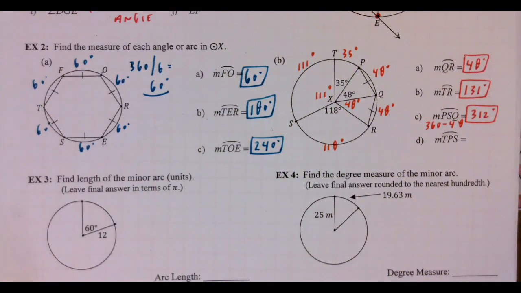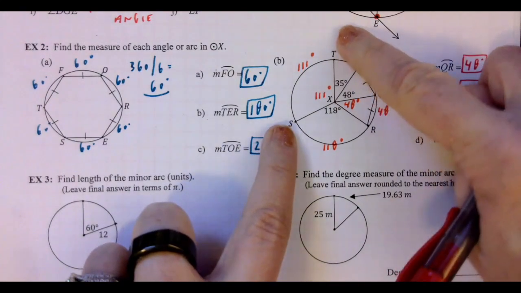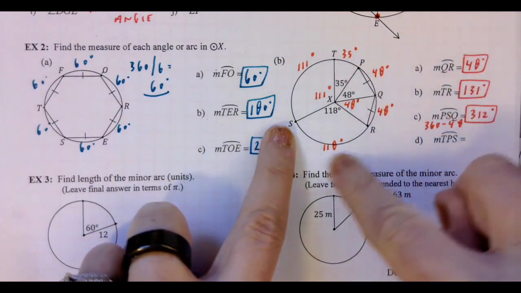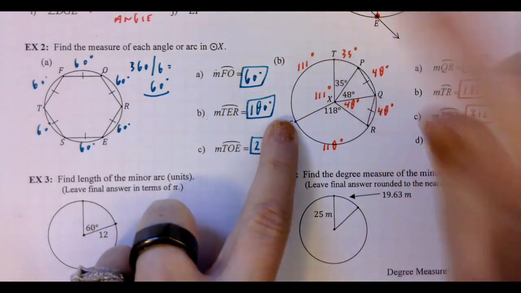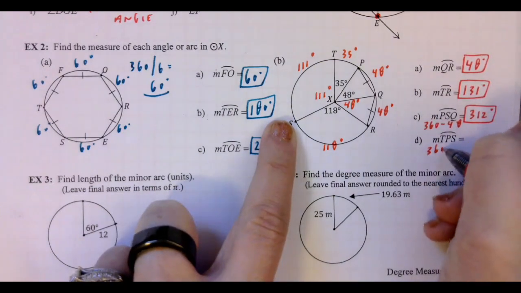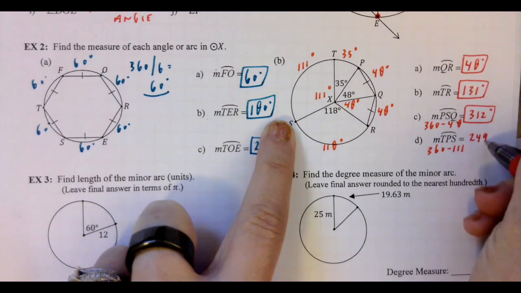Okay, lastly, TPS. So T and S are the 2 endpoints, and we're reading it so that we pass over P, so this direction. So I'd probably use the same strategy. I'd take my 360 and subtract the 111, I'd get there faster, 249.